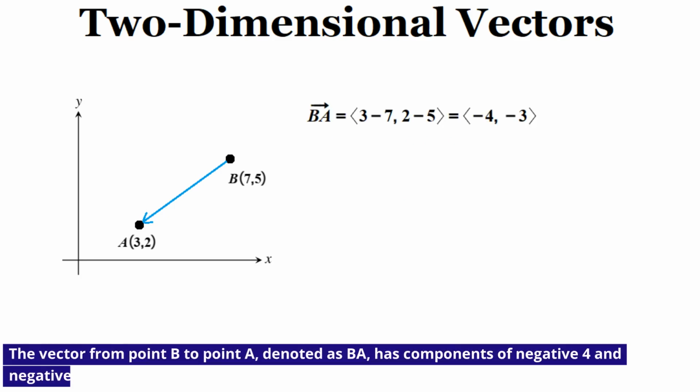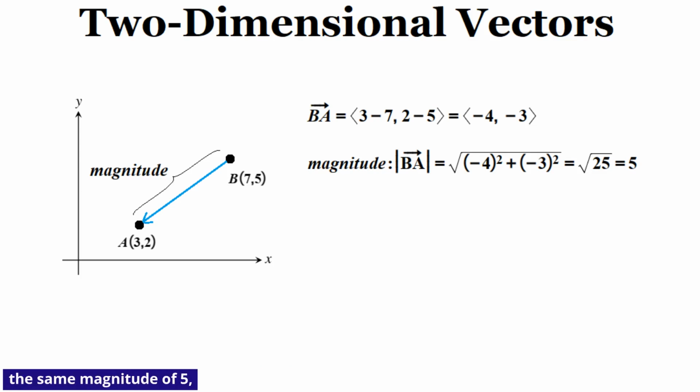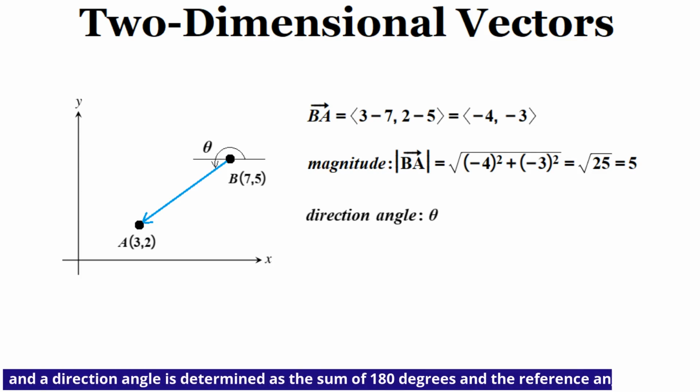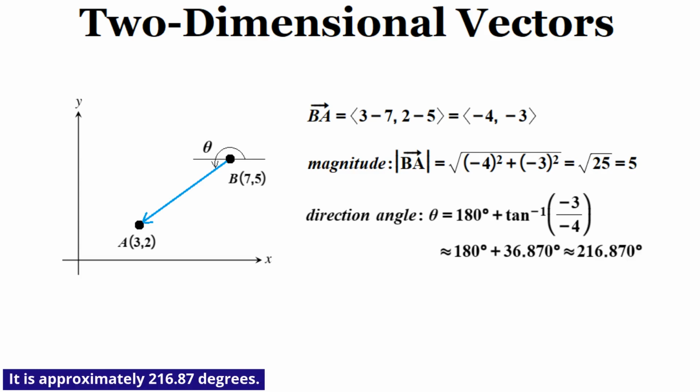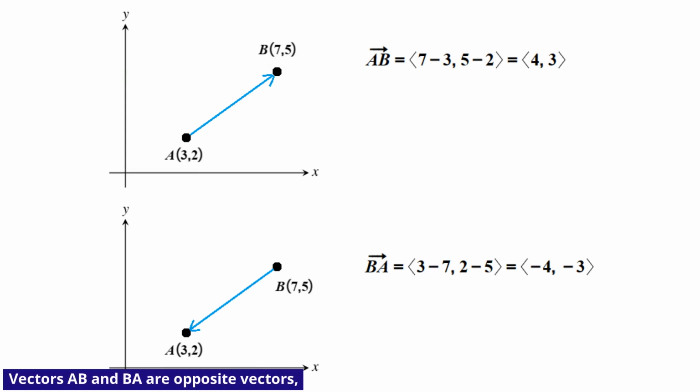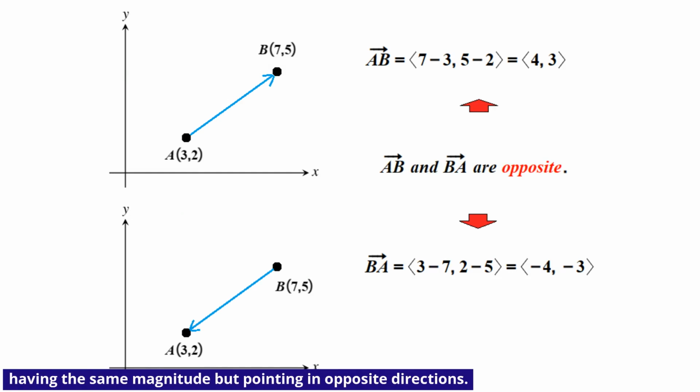The vector from point B to point A, denoted as BA, has components of -4 and -3, the same magnitude of 5. And a direction angle is determined as the sum of 180 degrees and the reference angle. It is approximately 216.87 degrees. Vectors AB and BA are opposite vectors, having the same magnitude but pointing in opposite directions.